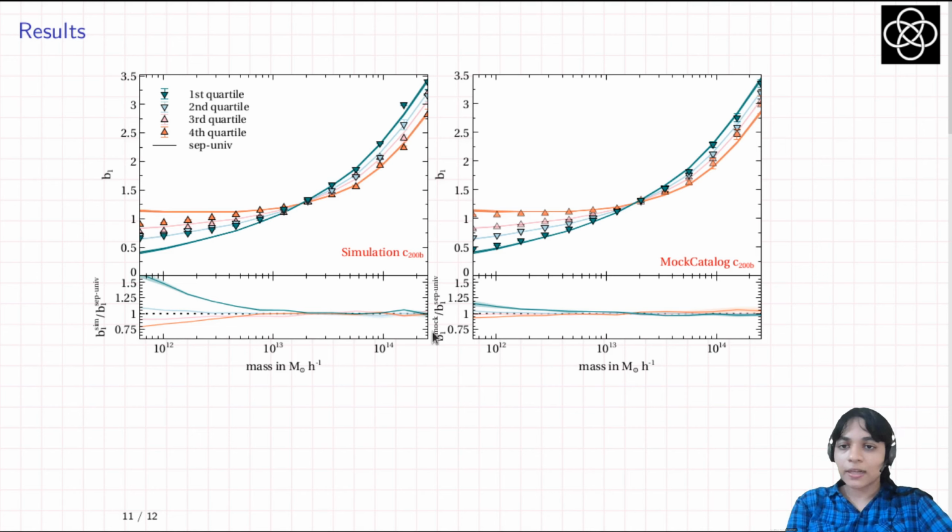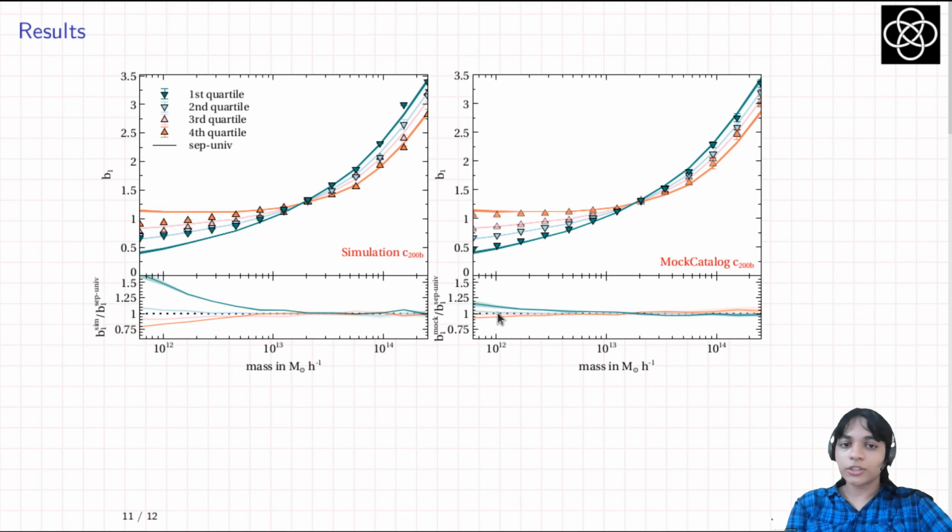In both panels, the halo bias as a function of halo mass is shown for 4 quartiles of halo concentration. The solid lines in the plots are reference curves based on a very accurate computation of assembly bias using the separate universe technique. At very large masses, where the halos are well resolved in both simulations and mocks, both of them reproduce the assembly bias well. But at low masses, where the halo resolution becomes a problem, the mock performs much better than the simulation, as is apparent in the ratio plots below.